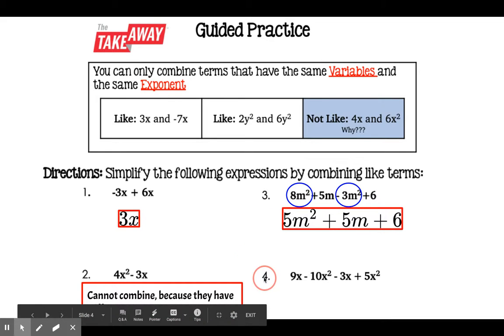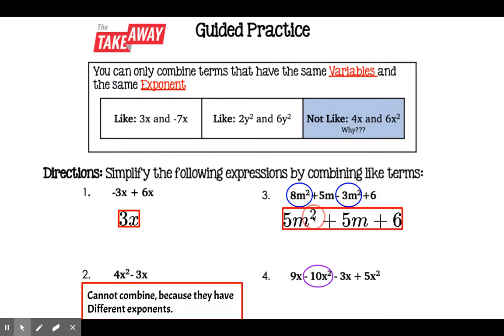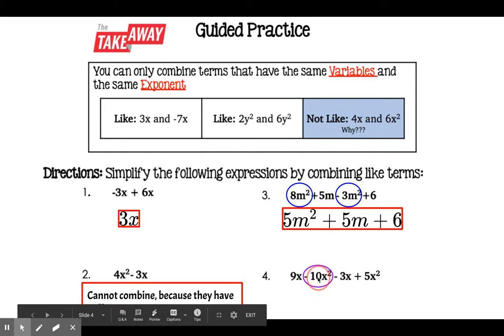All right, example 4. I have 9x minus 10x squared minus 3x plus 5x squared. Let's go ahead and look at the first term. And I like to look at the term with the highest exponent first, because when you write your final answer, your first term has to have the highest power. That's how we write it in standard form. So I went ahead and I identified that. That's negative 10x squared. I'm going to scan the rest of my expression, looking for a term that has x and 2 as an exponent. And that's going to be positive 5x squared.